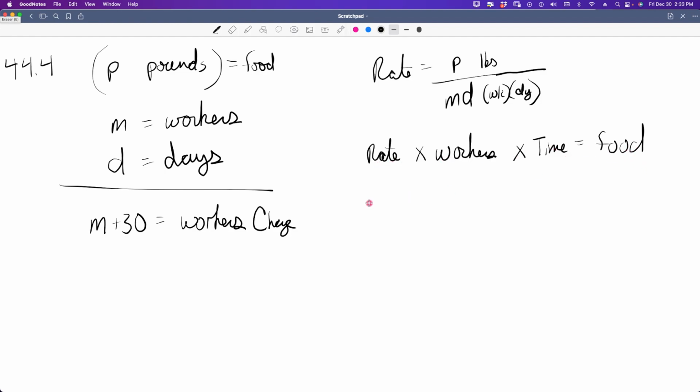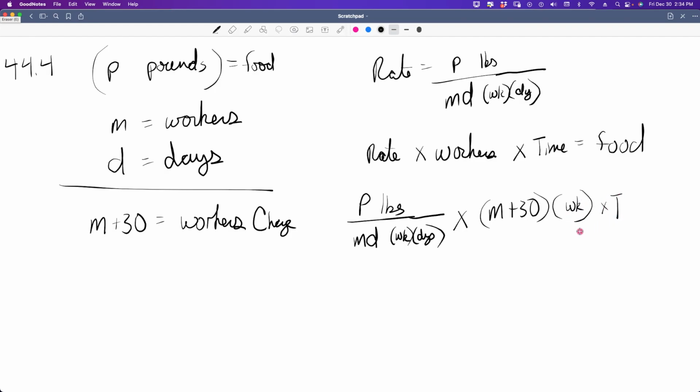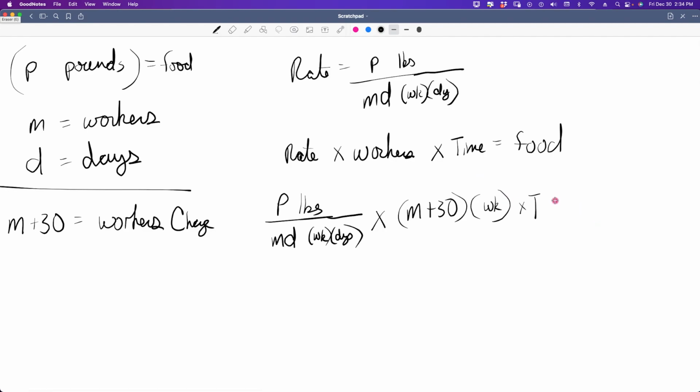Now we have to adjust it for our new amount of workers. So let's do that. Let's put our old rate in. Our old rate is P pounds over workers times days, or worker days, times the new workers, M plus 30, times time T, is equal to the amount of food that we need. So P pounds.